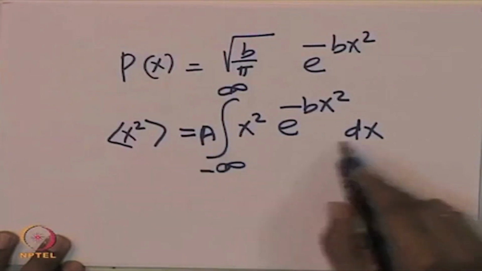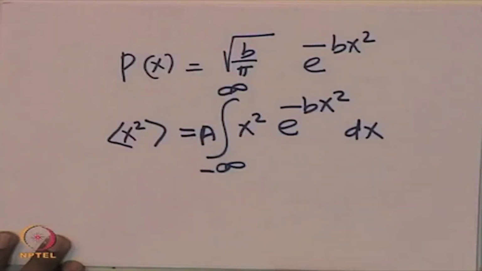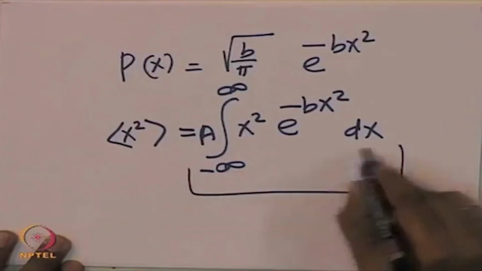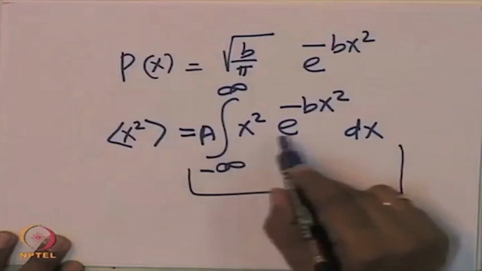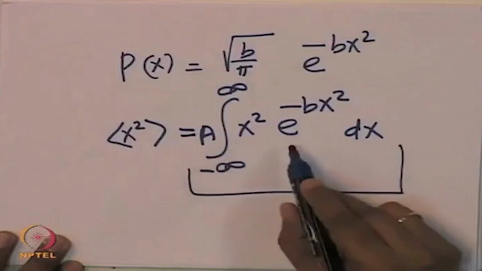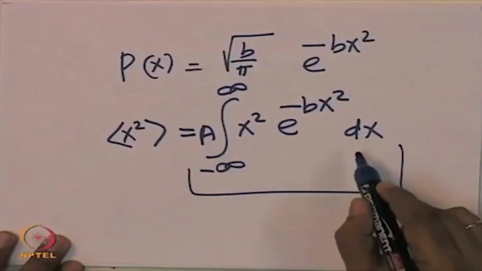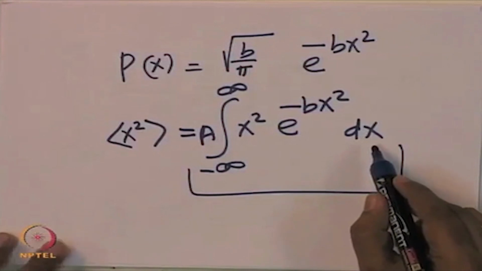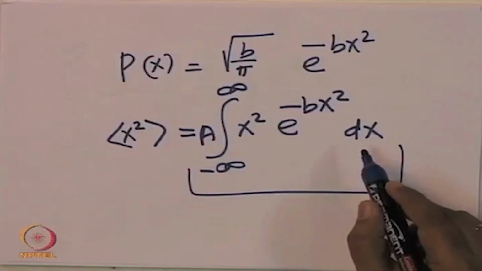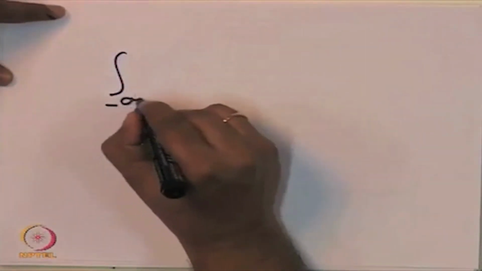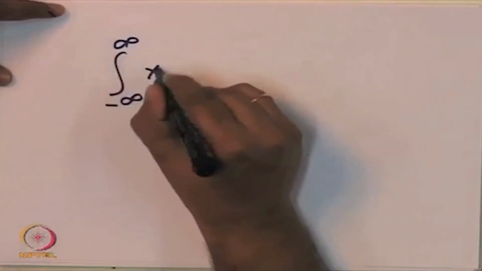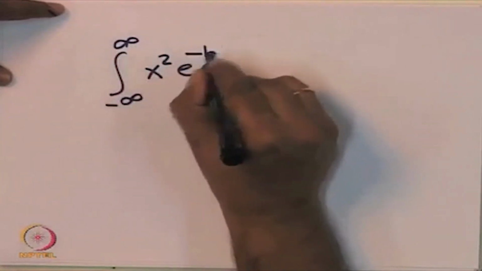Now, we want to find out what is x square average. So, first let us do this particular integral. We know that a is root of b by pi. So, let us calculate what is the integral of x square e power minus b x square dx. So, let us do this calculation. What do we want to calculate? We want to calculate the integral from minus infinity to infinity of x square e power minus b x square dx.